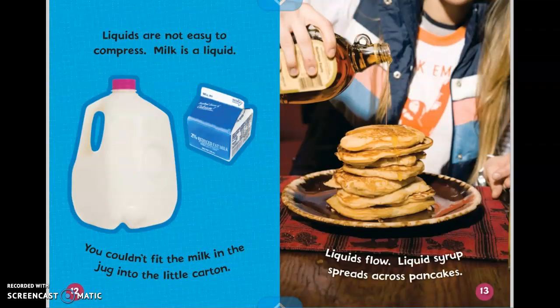Liquids are not easy to compress. Milk is a liquid. You couldn't fit the milk in the jug into the little carton. Liquids flow. Liquid syrup spreads across pancakes.